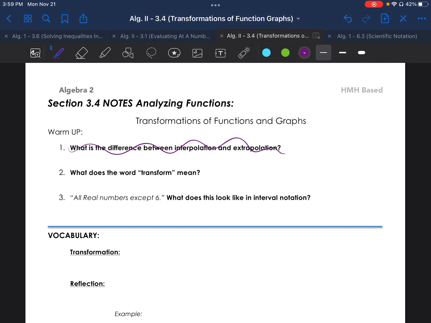Well, welcome everyone to Algebra 2, Section 3.4, Transformations of Functions and Graphs. For the warm-up, we're not going to do the first one because we didn't discuss that in the previous notes for 3.3, because we said we're not going to do those.